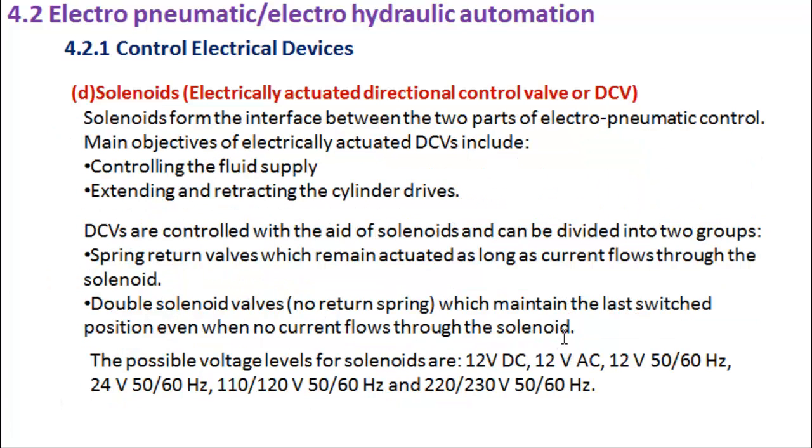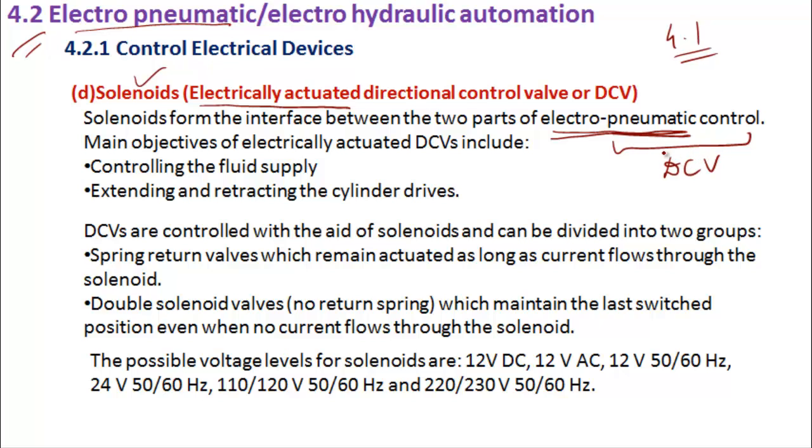Then what is a solenoid? The solenoids form the interface between two parts of an electro-pneumatic system. See, up to 4.1 you were studying the pneumatic control system. Now in 4.2 you are studying the electro-pneumatic system. It is electro-pneumatic because there is a solenoid, that means electrically actuated. Up till now you were only studying the pneumatic control system, only the DCV. When you are studying an electro-pneumatic system, you are studying an electrically actuated DCV.